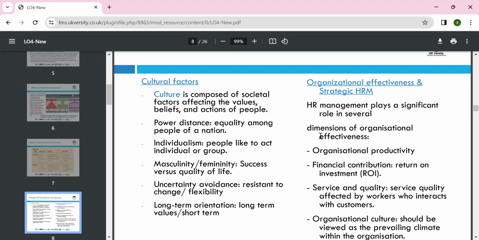HR management plays a significant role in several dimensions of organization effectiveness, which we can look around: organization productivity and financial contribution, return on investment. That is crucial for anyone. Any question?